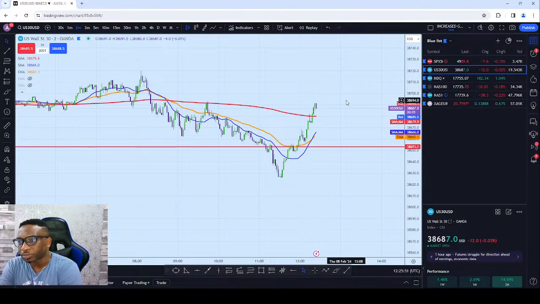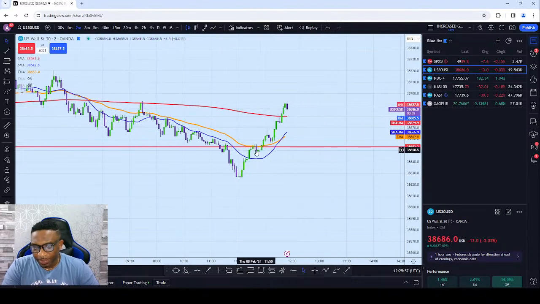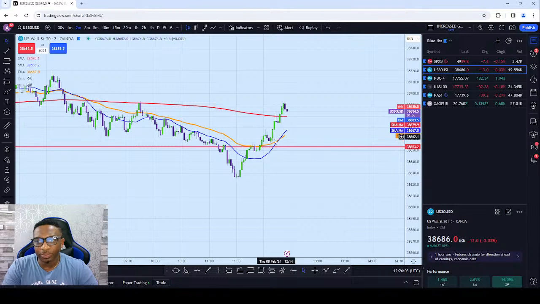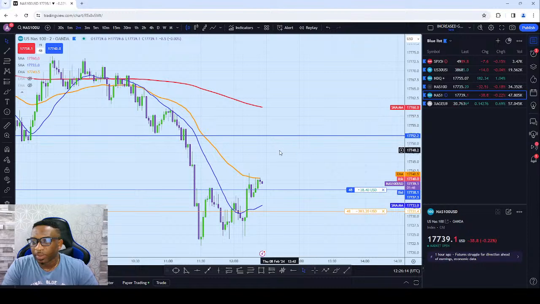So today we'll be looking at US 30 and the NAS as well, to see how we can find some opportunities. As I was saying, I just checked this and then I realized that this has already gone past, so we could hang around for another opportunity once it shows up.